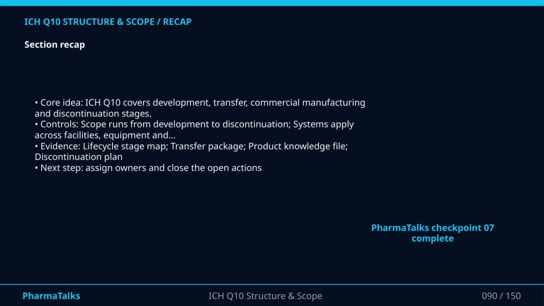We have several pieces of evidence that support this lifecycle approach, including the lifecycle stage map, the transfer package, the product knowledge file, and the discontinuation plan. Each of these components helps ensure a smooth and controlled progression through each phase, maintaining quality and compliance. Our next step is to assign clear ownership among team members and close any open actions to keep everything on track. With this section complete, we've reached PharmaTalks Checkpoint 07, moving us closer to fully understanding ICH-Q10's comprehensive framework.